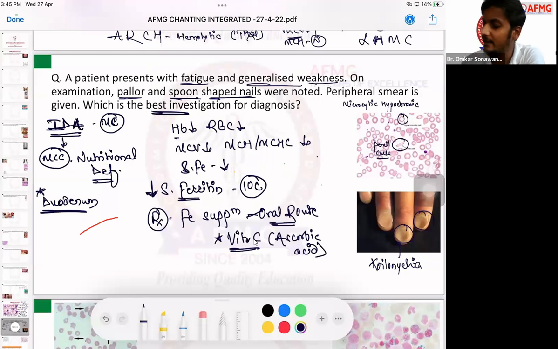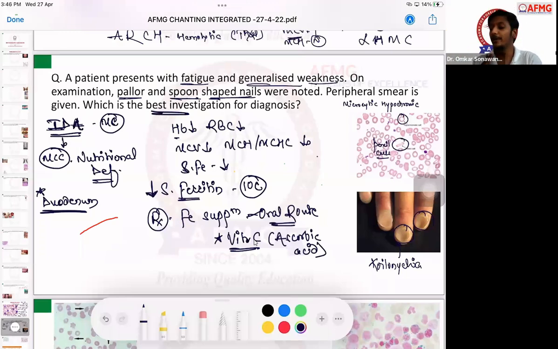This is an important one-liner, guys, multiple times repeated. Phytates and oxalates, on the other hand, will decrease the iron absorption. So with tea or coffee, iron supplements are to be avoided. They should not be given, because phytates and oxalates will hamper the iron absorption.